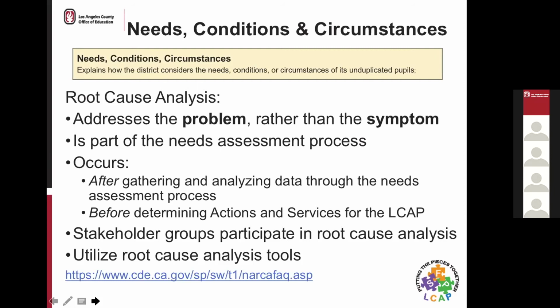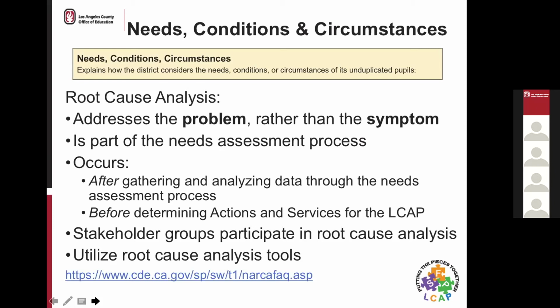And CDE recommends that when you use root cause analysis, you are looking at addressing the problem rather than just a symptom. So for example, the California School Dashboard identifies symptoms of the problem, but it doesn't necessarily address the problem that's causing those symptoms. And so this can be done through the process of root cause analysis. It's part of your needs assessment process, and it occurs after you gather and analyze the data from the needs assessment process and before you determine the actions and services that will be developed within the LCAP.